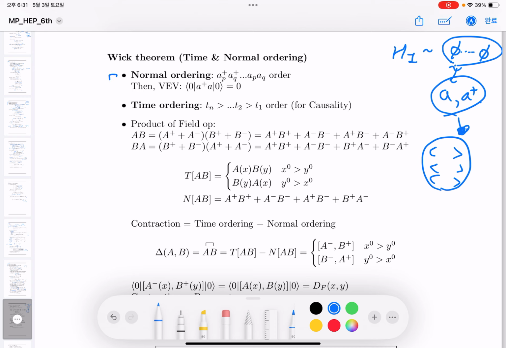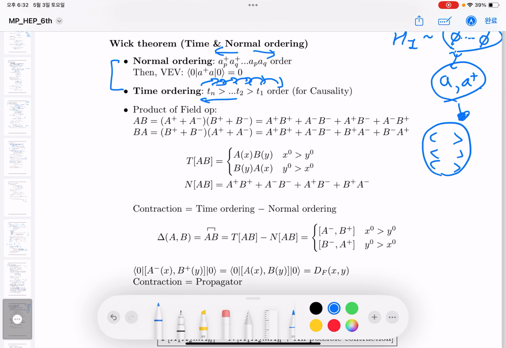There are two kinds of ordering. The first one is the normal ordering: all the creation operators go to the left, and all the annihilation operators go to the right. And time ordering is where all the later-time operators go to the left, and earlier-time operators go to the right, for causality. So the operators are put in time ordering acting on some specific state.